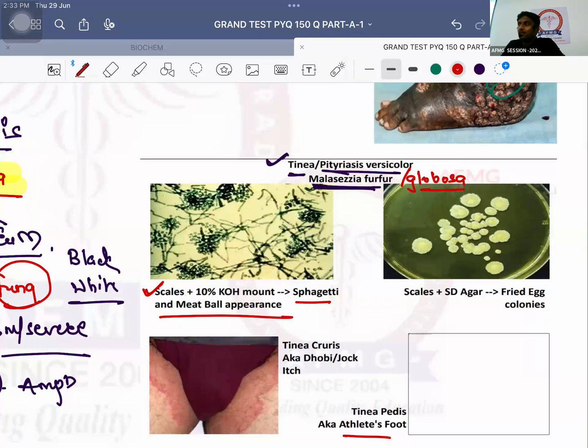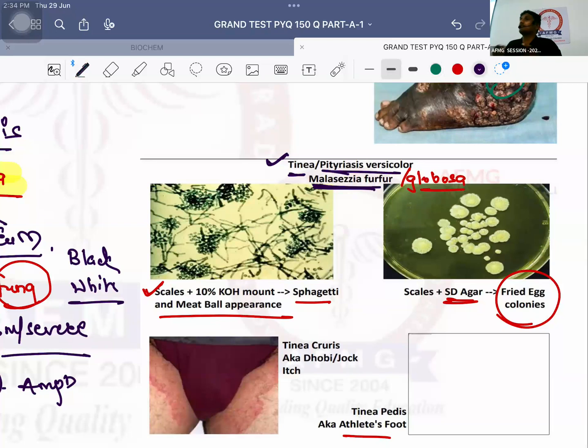Culture media. KOH mount. SDA, Sabouraud's dextrose agar. So the universal culture media for all fungi is SDA, Sabouraud's dextrose agar. On that, it will show which kind of colonies? Fried egg colonies. Fried egg colonies are seen with which fungus? Tinea. But fried egg colonies are seen with which bacteria? Very good. Mycoplasma pneumoniae. Please remember.